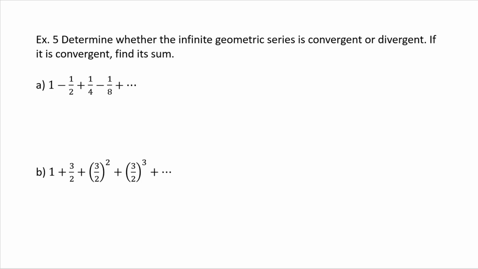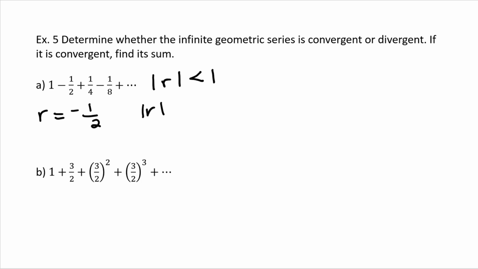Determine whether the infinite geometric series is convergent or divergent. If it is convergent, then find its sum. An infinite geometric series is convergent if the common ratio's absolute value is strictly less than 1. The common ratio for the series 1 minus 1/2 plus 1/4 minus 1/8 turns out to be negative 1/2. In fact, you can check by multiplying an existing term by the common ratio and it'll give you the next one.